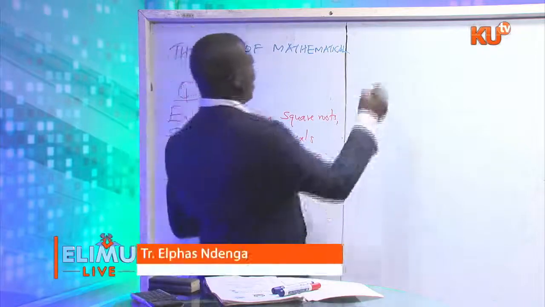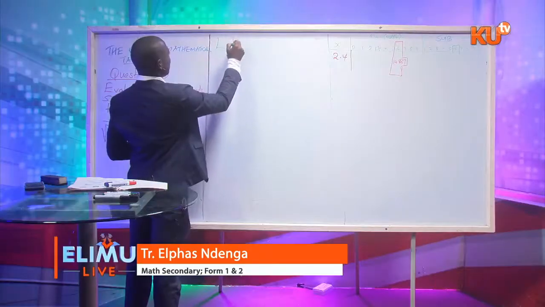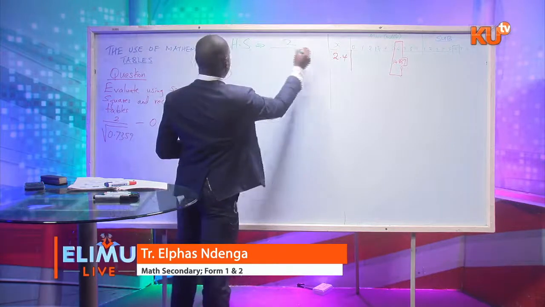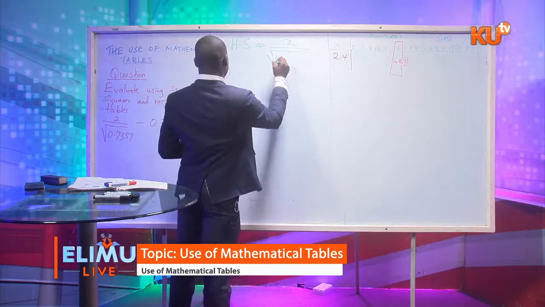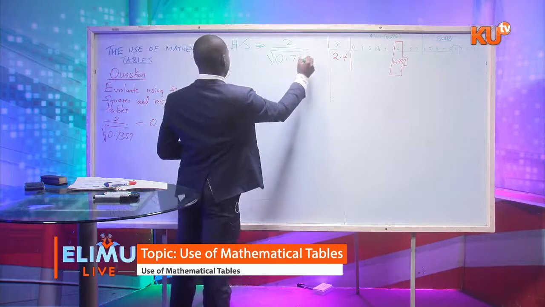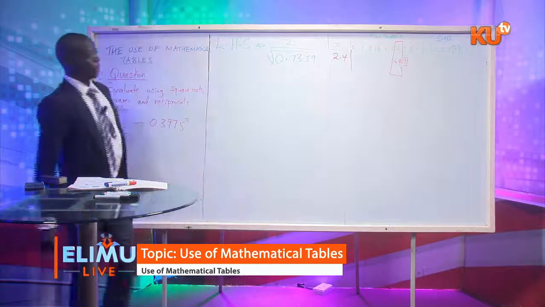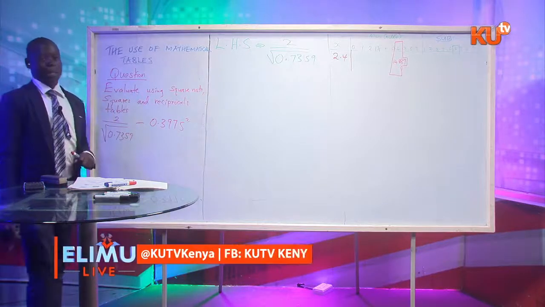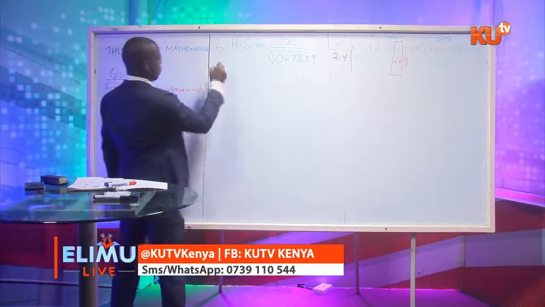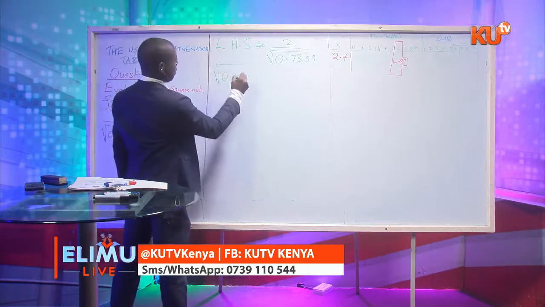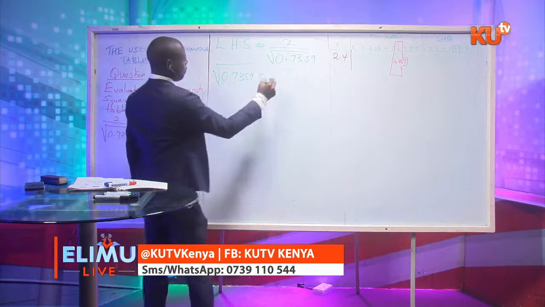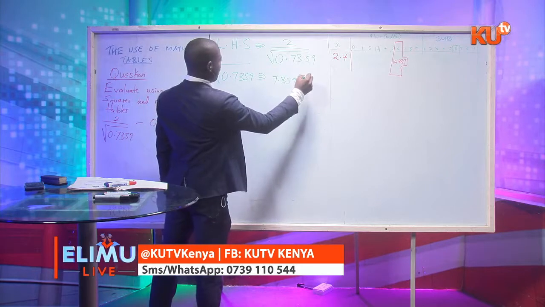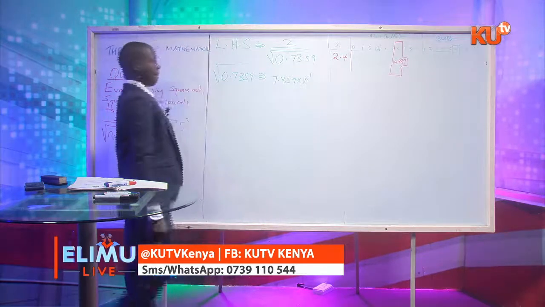Such kind of a question has 2 sides. With the left-hand side, which has 2 over the square root of 0.7359. So the first thing to do, find the square root of 0.7359. So we'll write the square root of 0.7359. Standard form, 7.359 times 10 power negative 1.